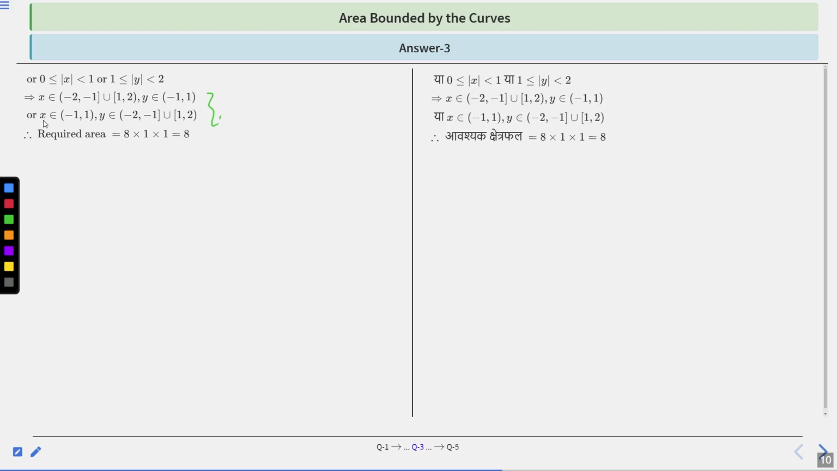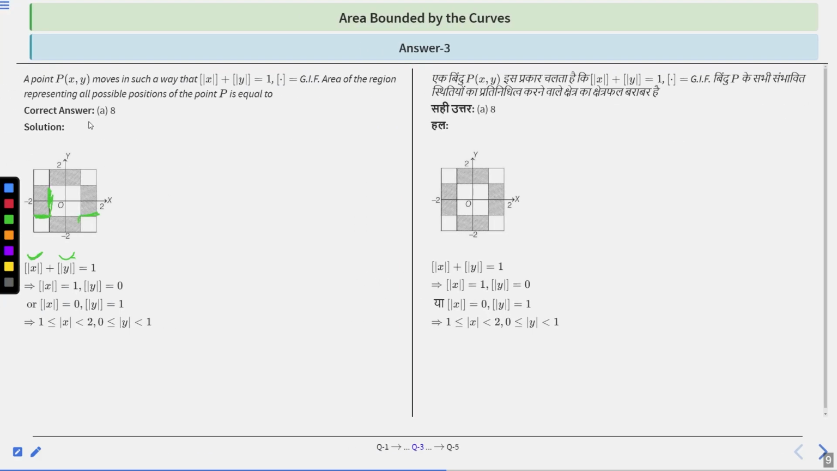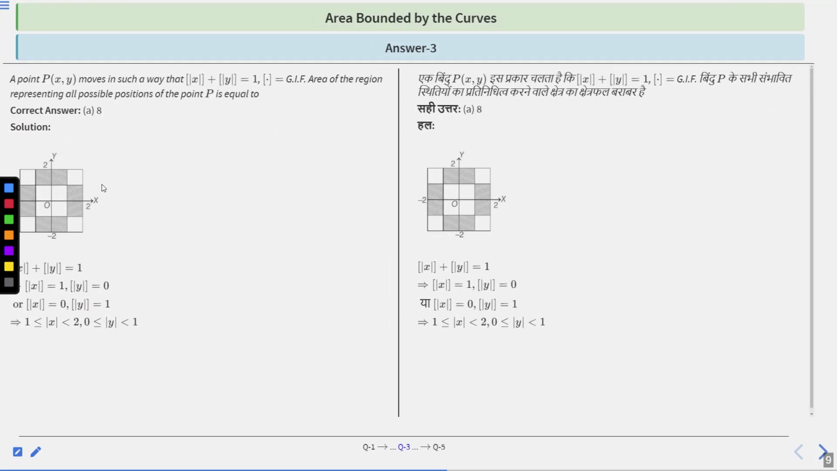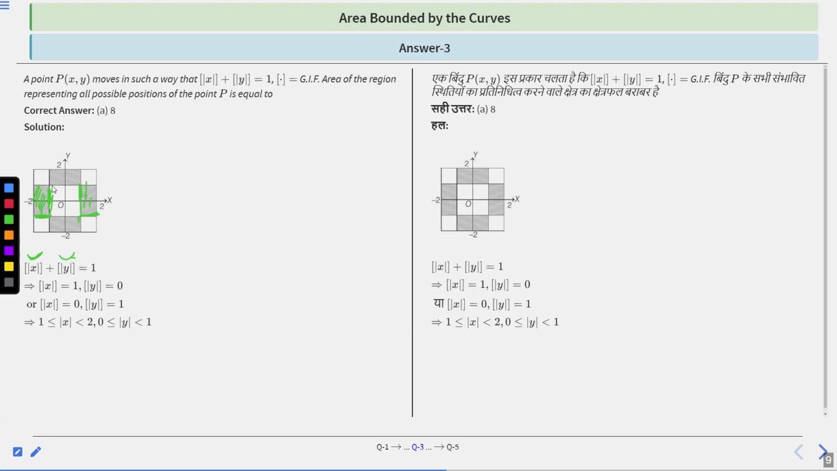Minus 1 to 1. Or this region. Clear? Therefore, this area is basically included. Or case 2 says that x is between minus 1 to 1. That means x should be between minus 1 to 1.